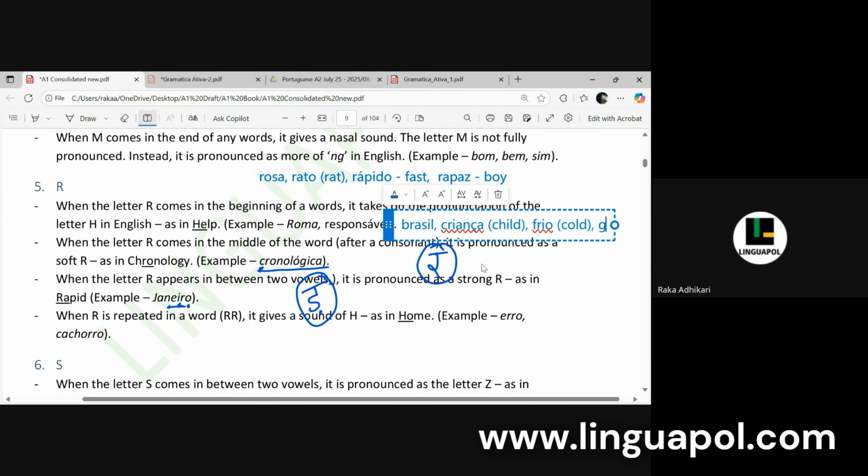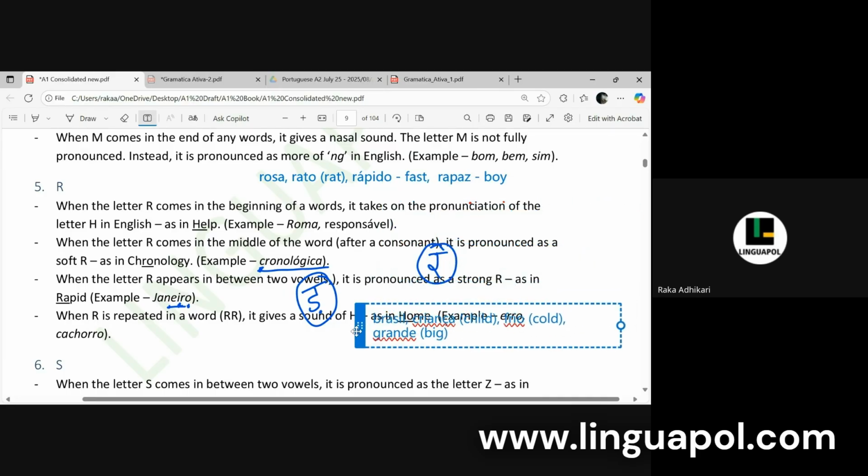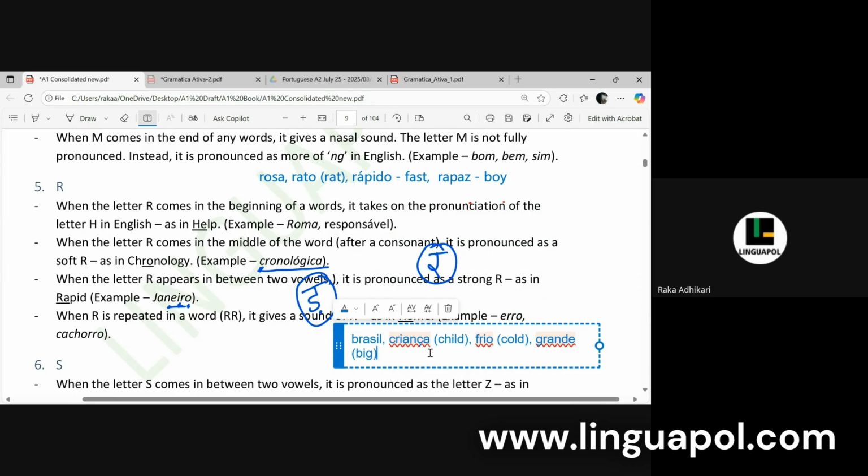For example, common words, grand or grande means big. It's an adjective. Big. Grand or grande. So we don't say it with a strong R, it's a soft R. Grand or grande. So in European Portuguese, we'll say grand. In Brazilian, we'll say grande. Next, let's see.